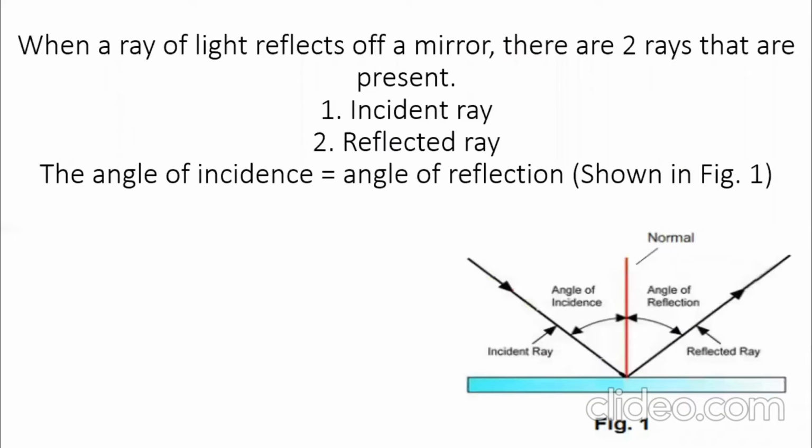Whenever a ray of light reflects off a mirror, there are two rays present: the incident ray and the reflected ray. And whenever the two rays are present, there are always two angles: the angle of incidence and the angle of reflection. Those two angles are always the same, as shown in figure 1.